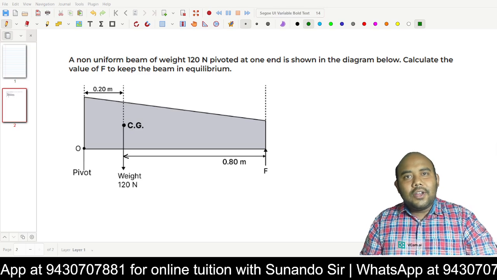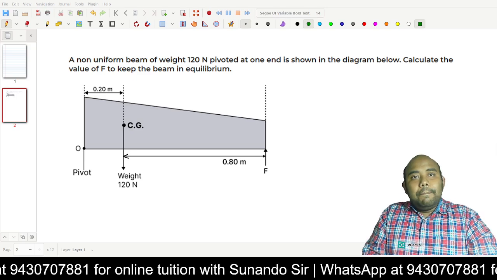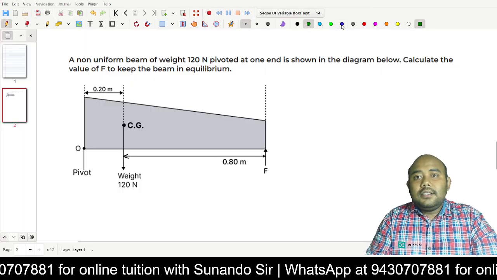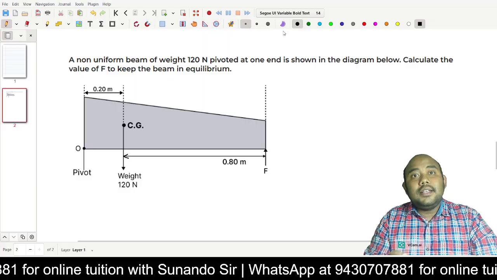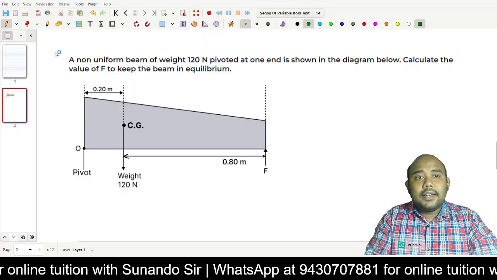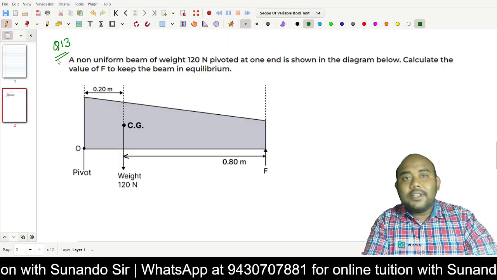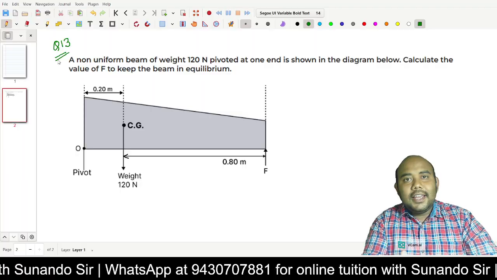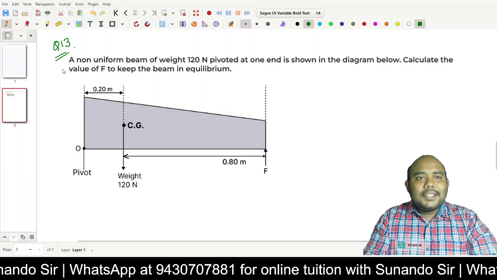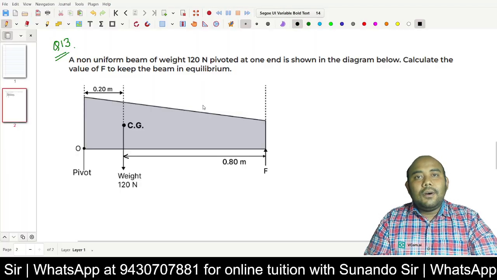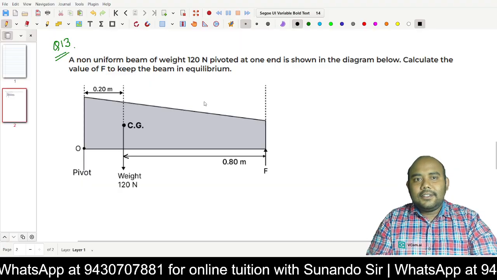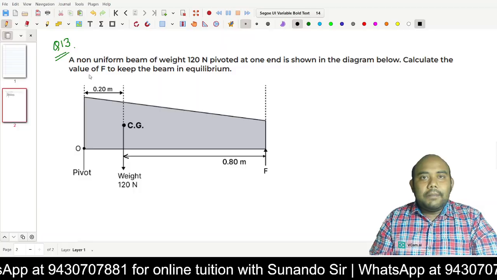Students, take a look at this beautiful competency based question from chapter 4. We are doing a series of competency questions and this is question number 13 of that series. If you have not watched the previous questions of this series, you can check the link in the description box. So let's start question number 13 of the competency series for ICSE Class 10th. This is from the 4th chapter based on moments.